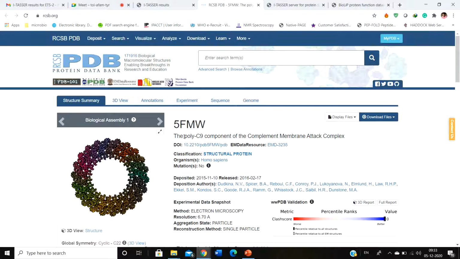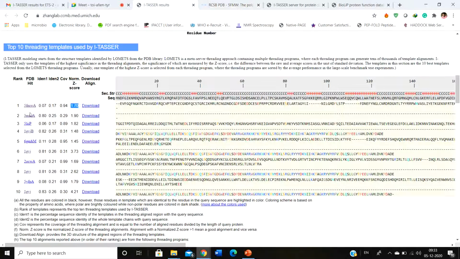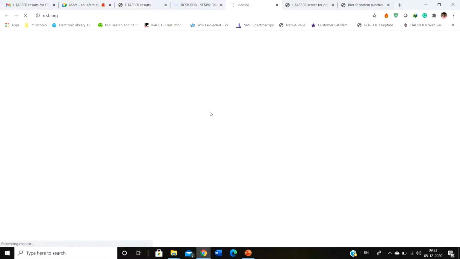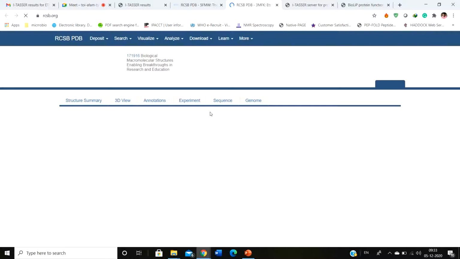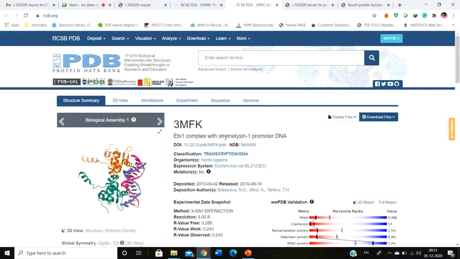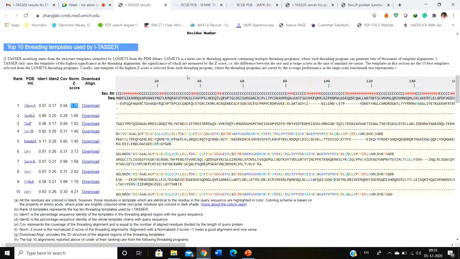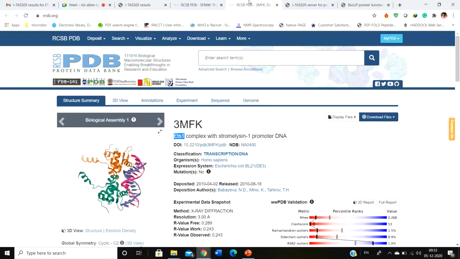So this membrane attack complex, this is the particular structure. After that, you again select this particular protein. This belongs to the ETS1 complex with stromelysin 1 promoter DNA, and belongs to Homo sapiens. And the protein I have used to predict is ETS2. So that means it has taken help from its homologous or relative protein called ETS1.